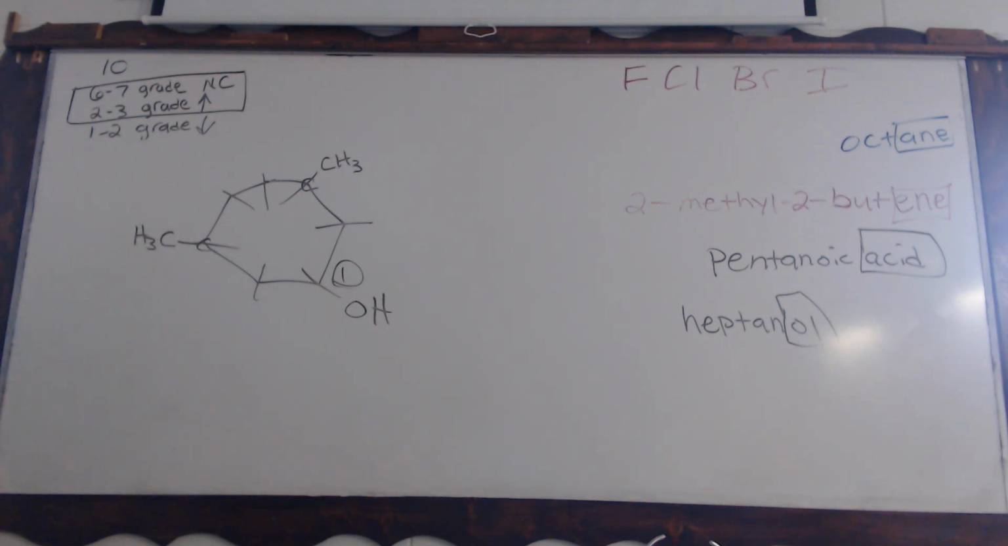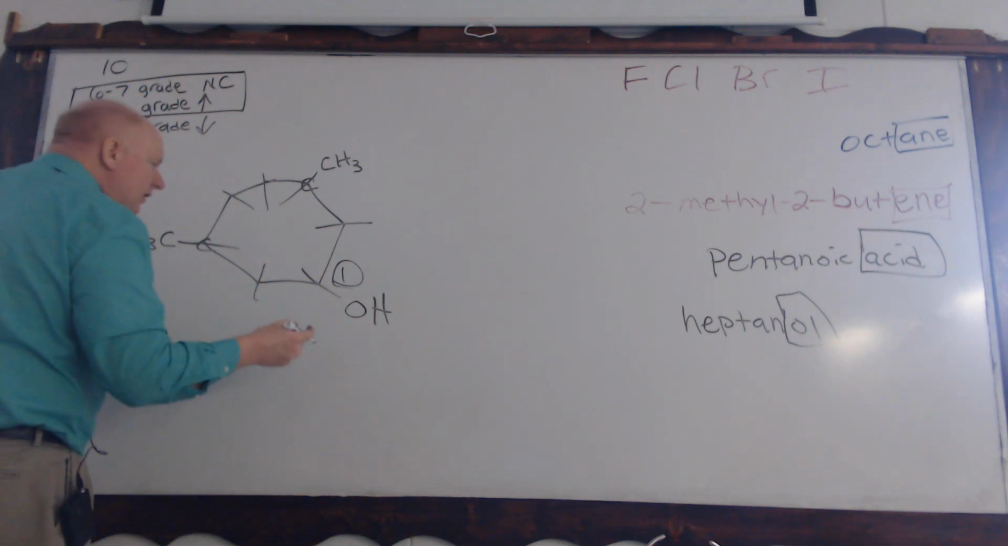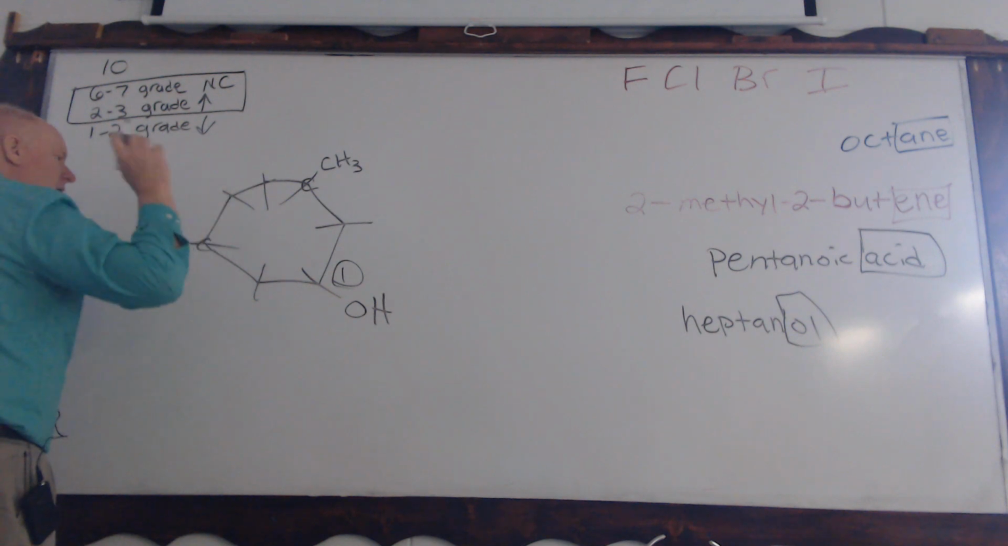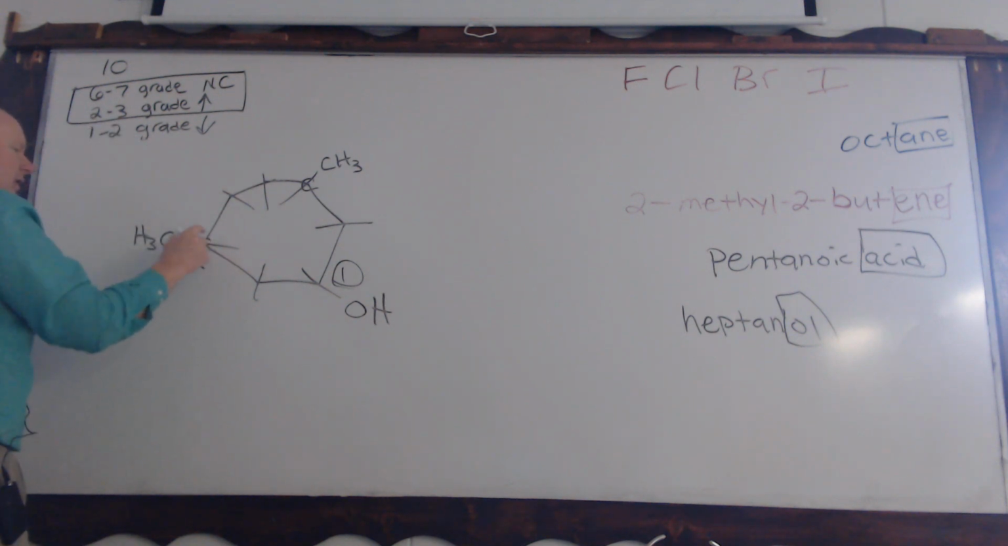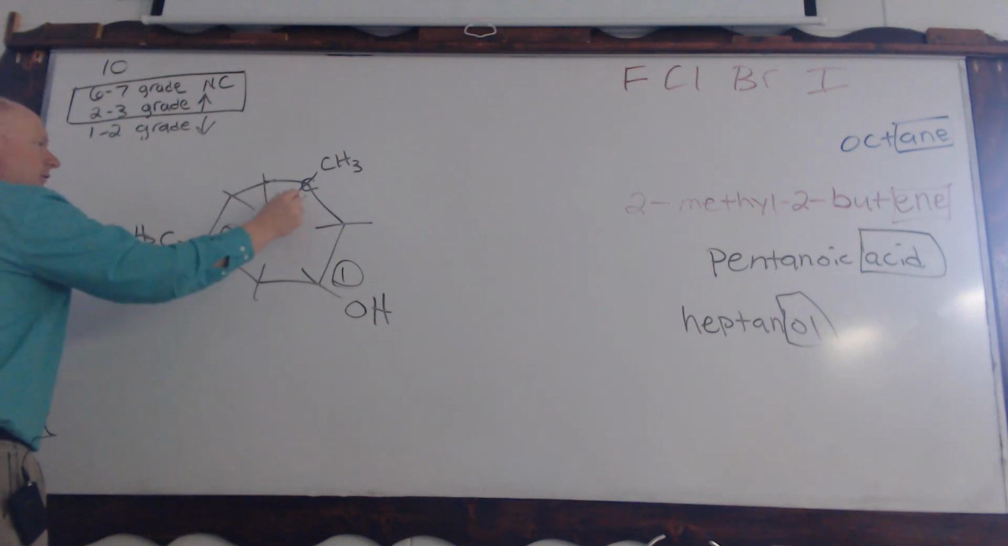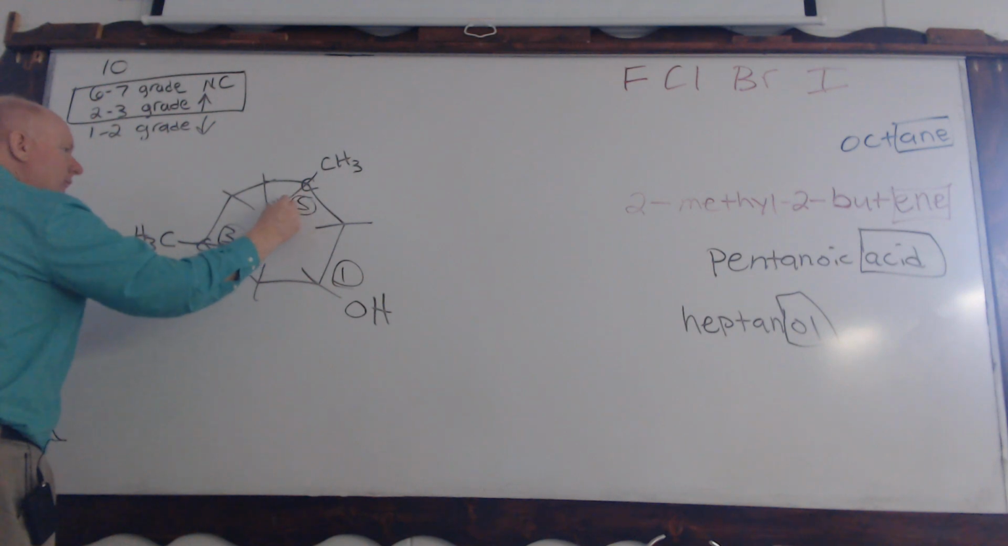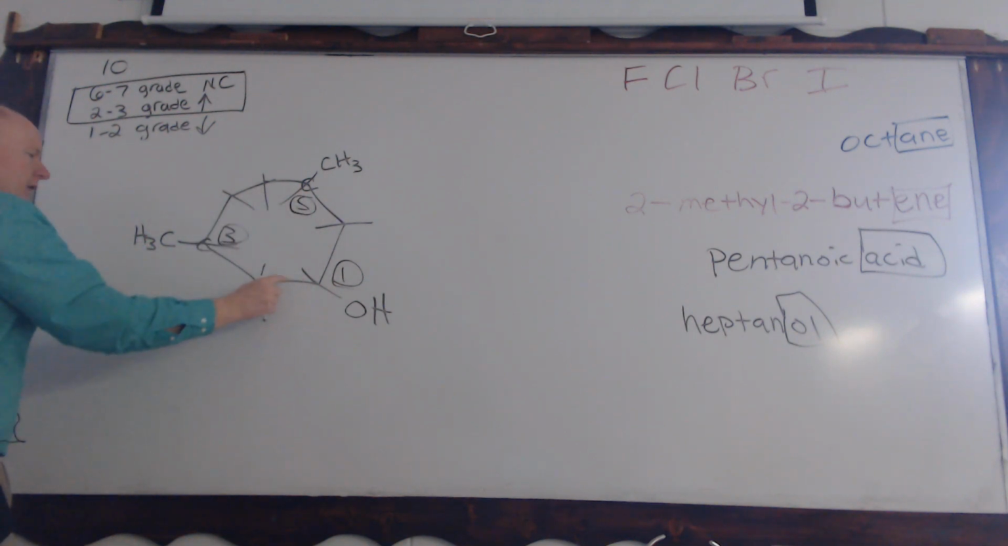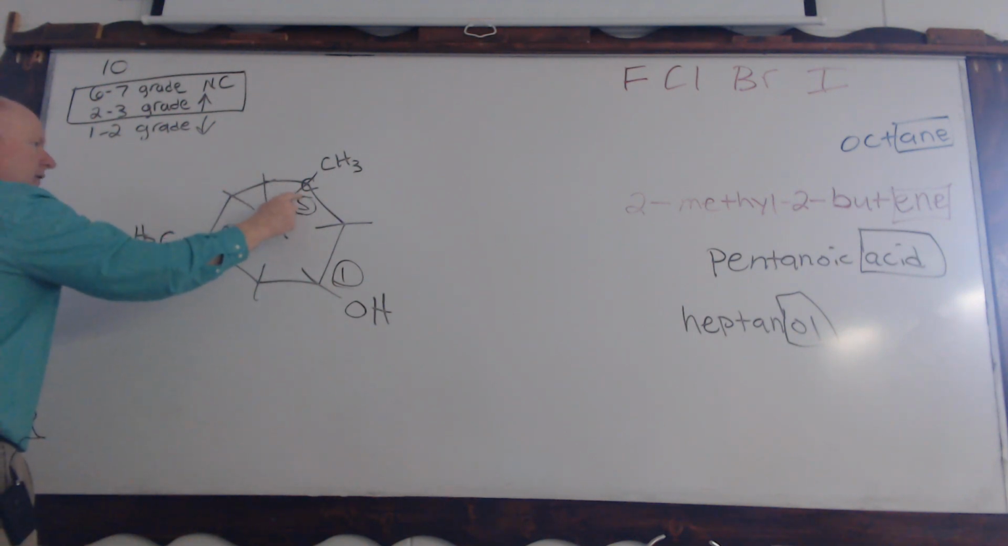Okay. So, are we going clockwise or counterclockwise? It does not matter. So, typically, I think going clockwise makes the most sense, is the easiest. So, what carbon number is this? What carbon number is this? What carbon number is this? 5. Okay? So 1, 2, 3, 4, 5, 6.